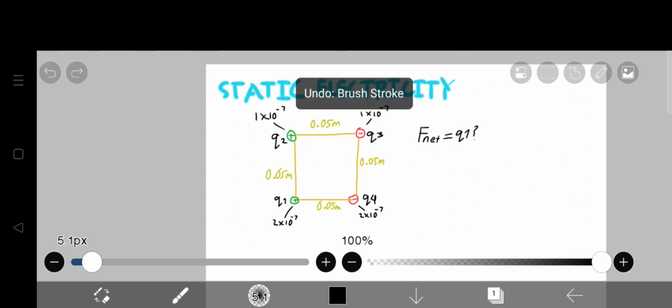Now first, identify muna natin yung mga type ng forces. So between Q1 and Q2, since pareha sila ng charge, magre-repel lang sila. Between Q1 and Q3 naman, mag-a-attract sila since opposite charges sila, the same with Q1 and Q4. So, solve natin yung force between Q1 and Q2, Q1 and Q3, Q1 and Q4.